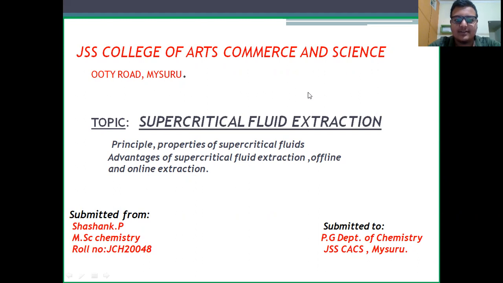I am Shashank, studying first year in chemistry in JCS College of Arts, Commerce and Science, Ooty Road, Mysore. Today, my topic is about supercritical fluid extraction, its principal properties of supercritical fluids, advantages of supercritical fluid extractions, and offline and online extraction in supercritical fluid extraction.